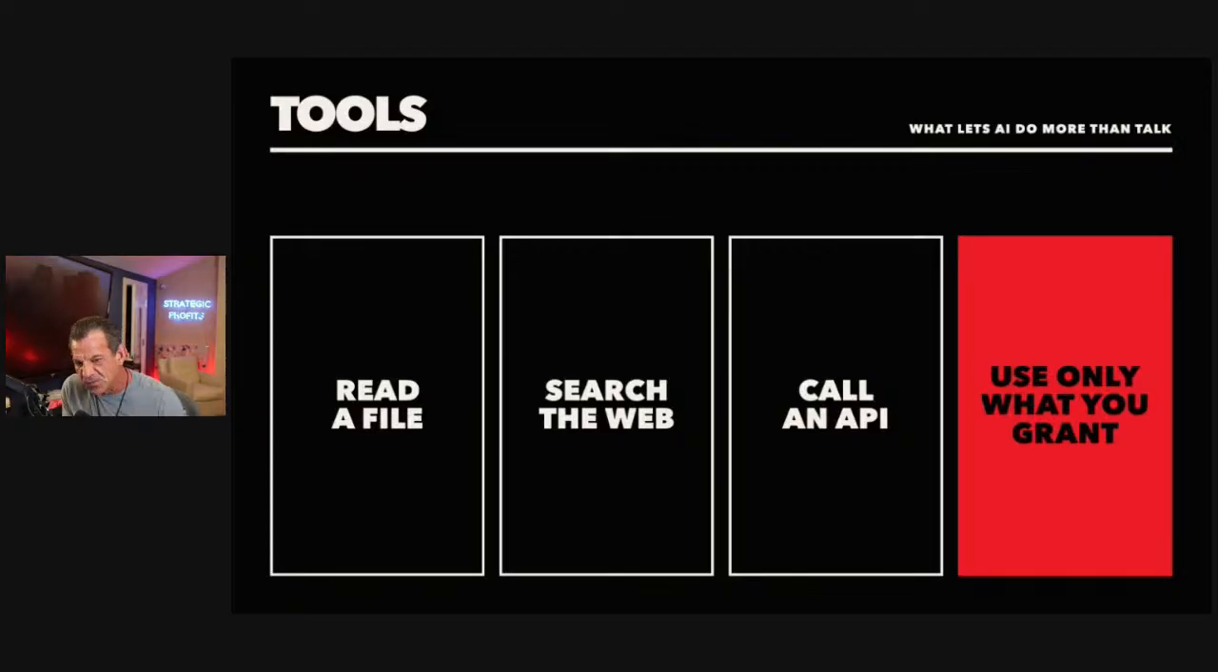A tool is what lets an AI do more than just talk: read a file, search the web, call an API, or use another approved capability. Name the tool. Do not assume that the system can see it or use it. Tools give a model specific capability beyond just the conversation. Read a file, search web, call an API.